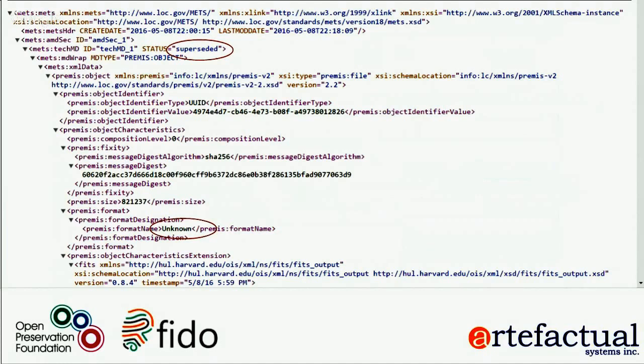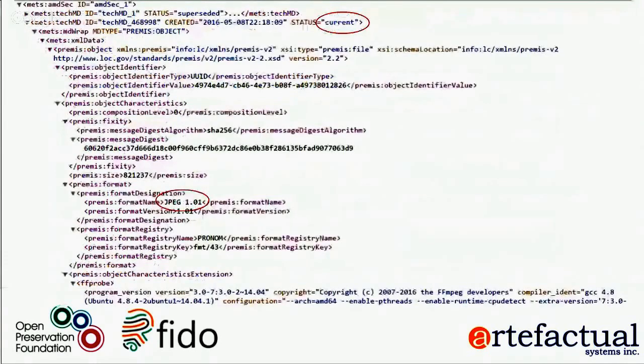And up at the top of the section of this techMD, or technical metadata, you can see that the status of this particular section of the XML is marked as superseded. And that's because it's the initial, now outdated metadata from the first time that the AIP was processed.